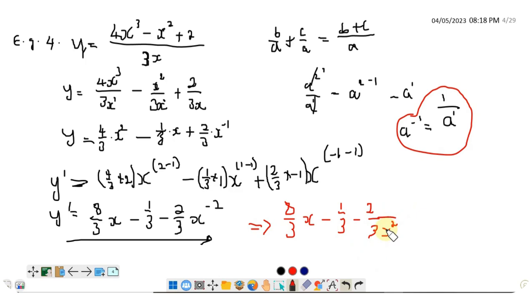Either way, now the exponent is positive. I hope it makes sense, guys. And this is the answer as well. Alright, that is it, guys. That is it for when you are deriving this kind of equations. So let's go to the next one.